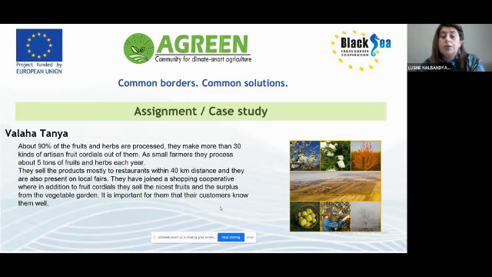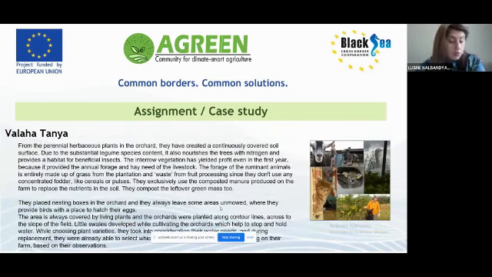They have also joined a shopping cooperative, where in addition to fruit cordials, they sell the nicest fruits and surplus vegetables from their garden. It is very important to be in good connection with their consumers, and they try to know who their consumers are and try to meet their needs.